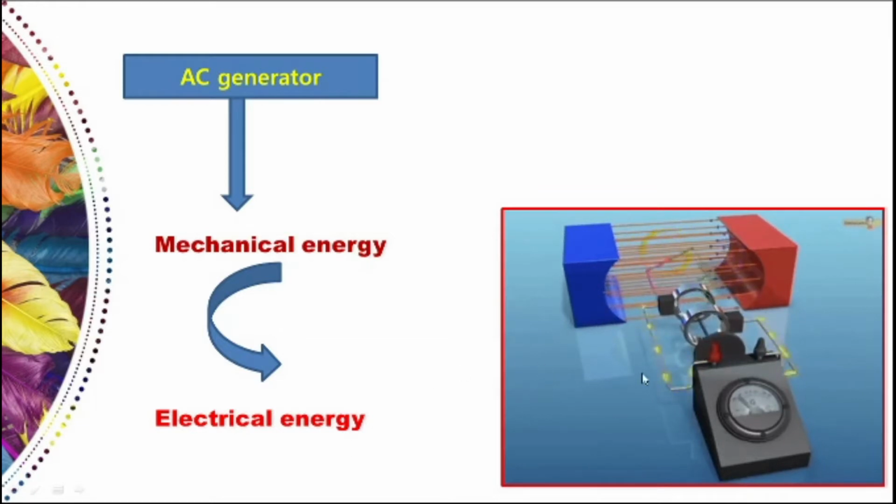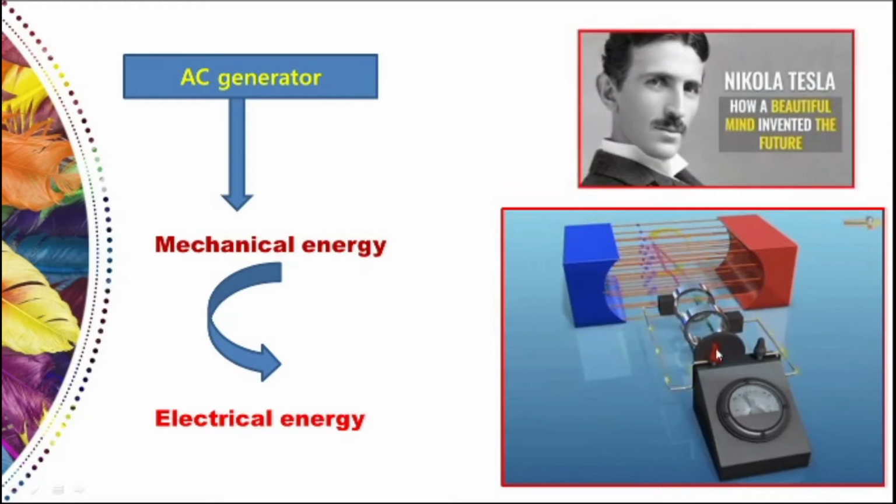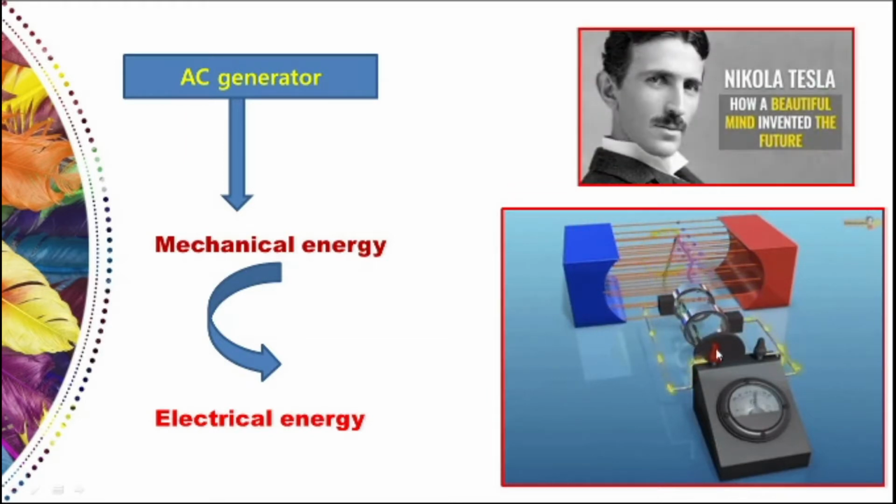Here in this image, it is understood that mechanical energy of this rotating coil is being converted into electrical energy. The Yugoslav inventor Nikola Tesla is credited with the development of the machine. Shall we know more about him?